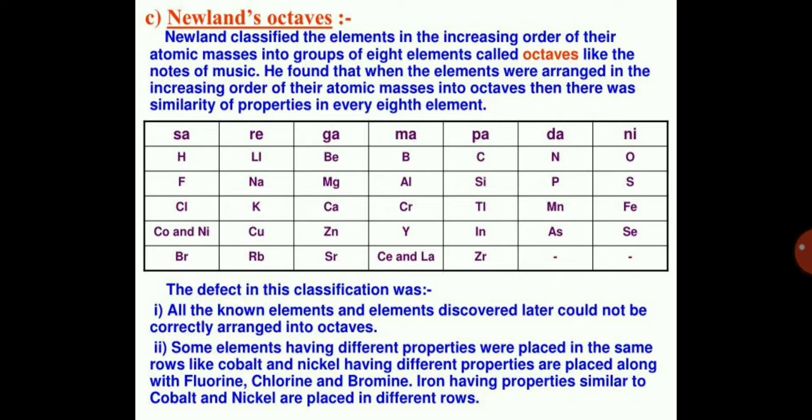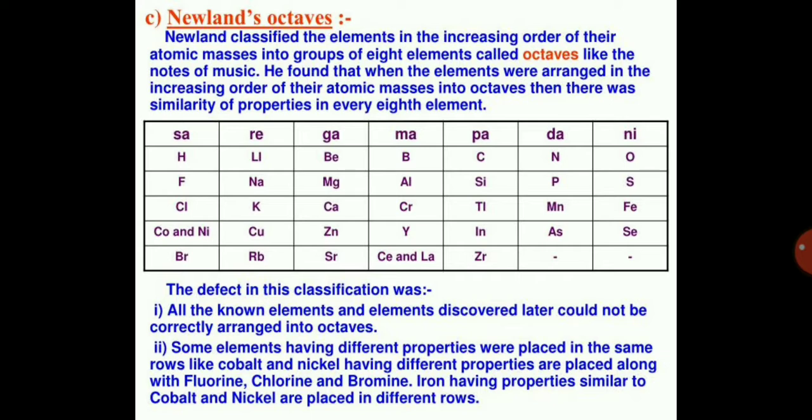Octaves means what? You know the octaves, notes of music. There are 8 notes of music, that is sa, re, ga, ma, pa, da, ni. As per these notes of music, Newlands arranged the elements in increasing atomic masses, and then he observed that the properties of hydrogen and the properties of oxygen were the same, and this was Newlands' law of octaves.